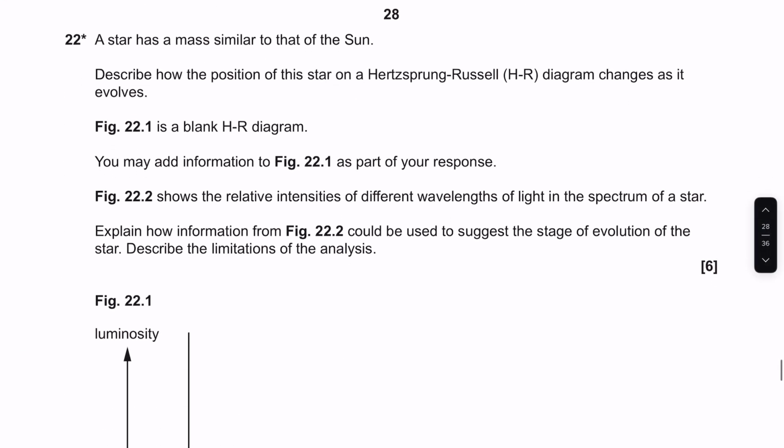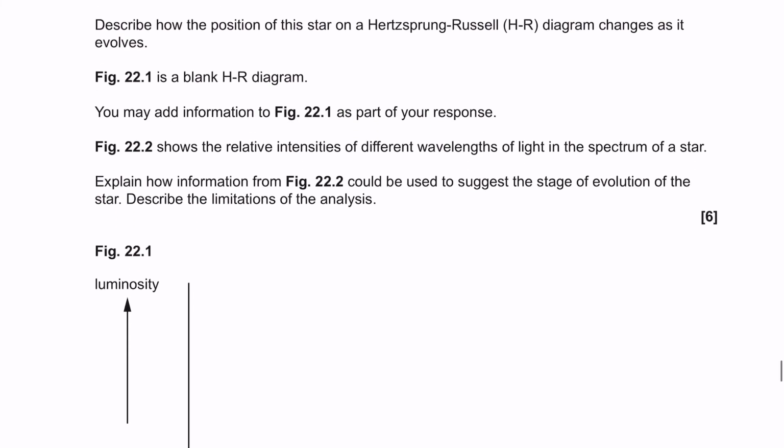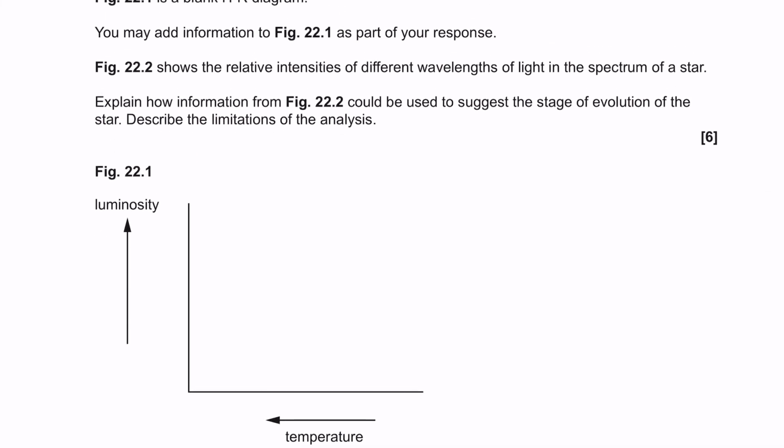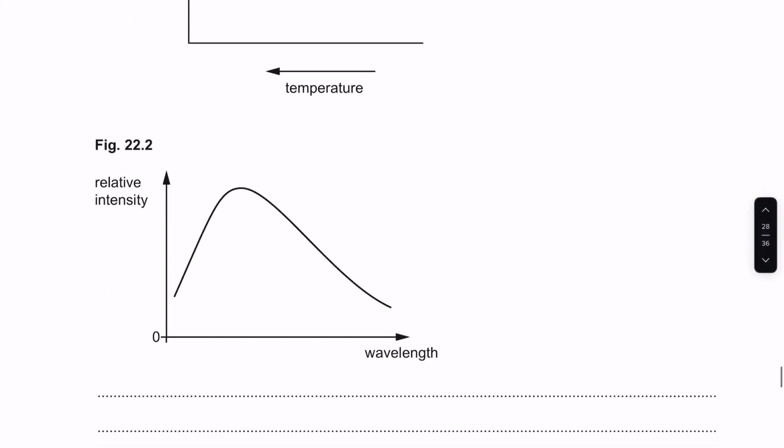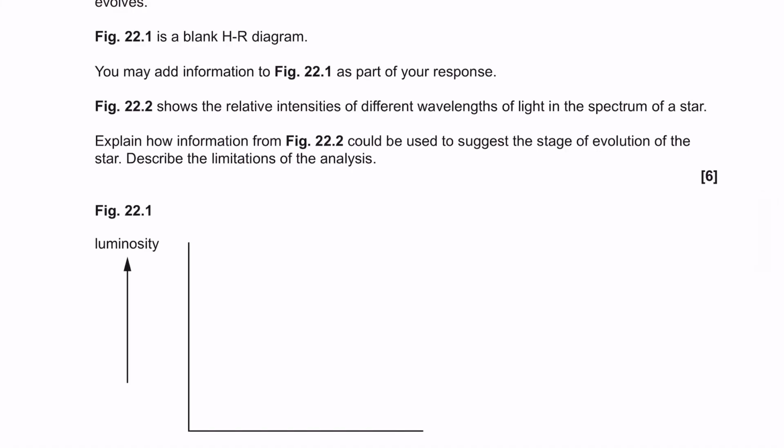Okay, question number 22. We're given that a star has a mass similar to that of the Sun. Describe how the position of the star on a HR diagram changes as it evolves. And we've been given a blank HR diagram, and you may add information to figure 22.1 as a part of your response. And figure 22.2 shows the relative intensities of different wavelengths of light in the spectrum of a star. Explain how information from figure 22.2 could be used to suggest the stage of evolution of the star and describe the limitations of the analysis.